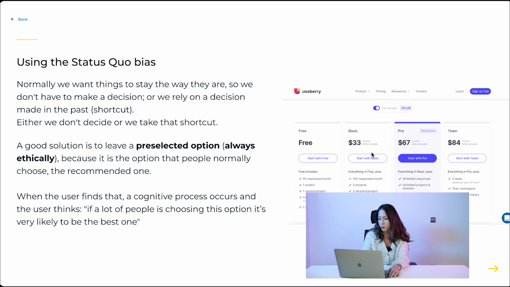Useberry, this is a product that is used for user testing, and their price plan is already having a pre-selected option in here. And this is because it's the option that people normally choose, the recommended one. Obviously, you have to do this ethically. It has to be true that it is the most common option. When a user sees that, a cognitive process occurs and the user thinks, okay, if a lot of people are choosing this option, then it's very likely to be the best one.